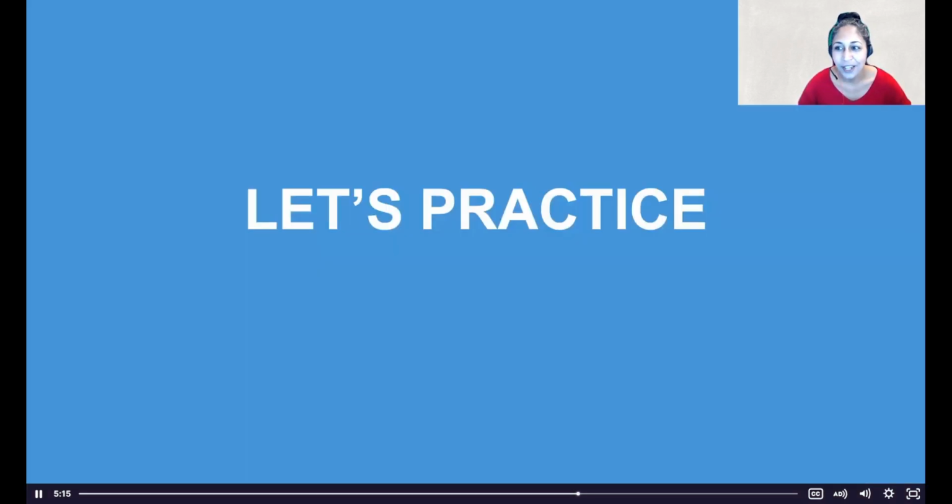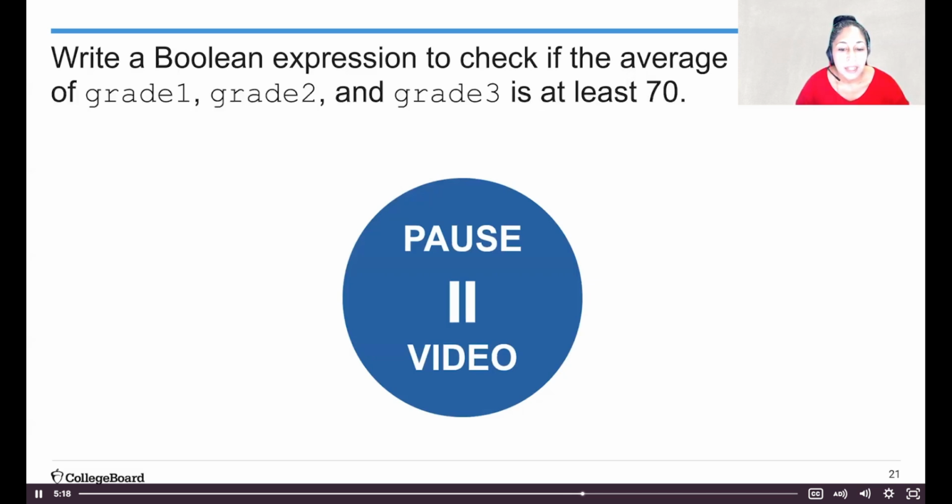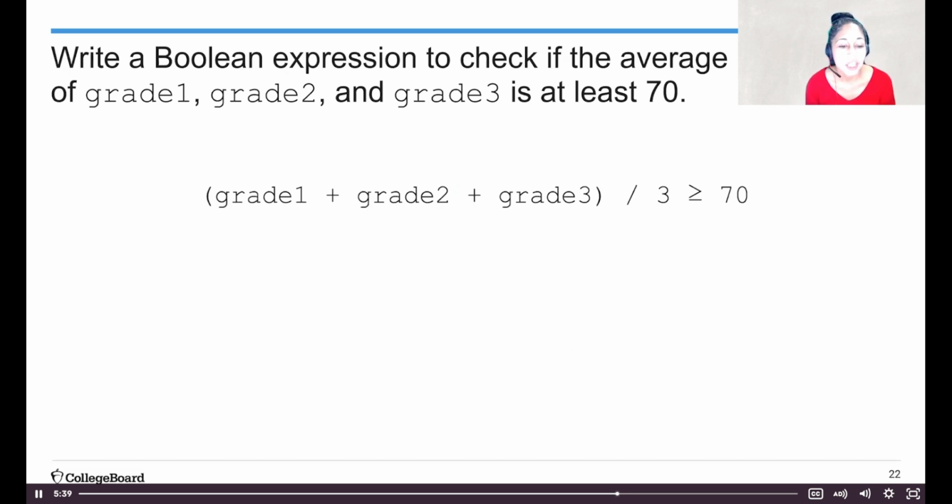So let's get some practice writing our own Boolean expressions. Take a moment to pause the video and write a Boolean expression to check if the average of grade 1, grade 2, and grade 3 is at least 70. And by at least 70, I mean greater than or equal to 70. Okay, I would write this expression as grade 1 plus grade 2 plus grade 3 divided by 3. So I'm evaluating that expression to find the average, and then I'm checking if the result of that expression is greater than or equal to 70.